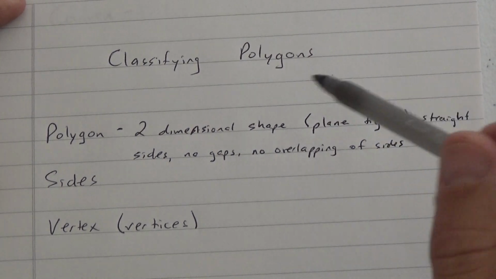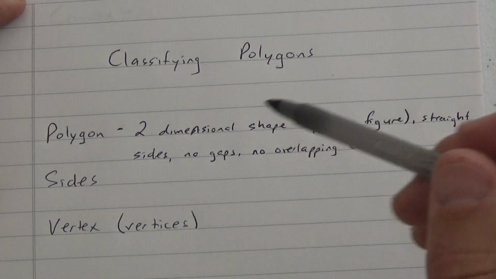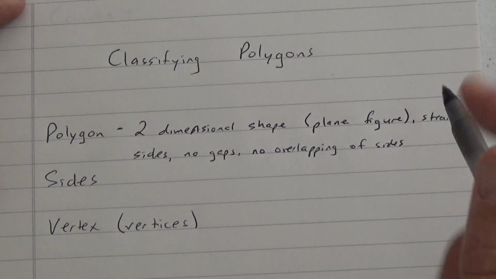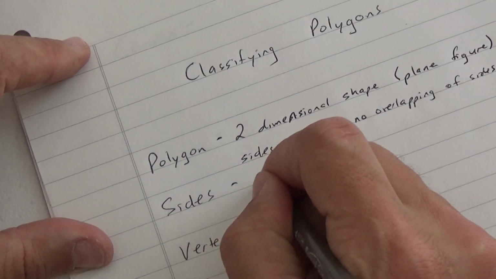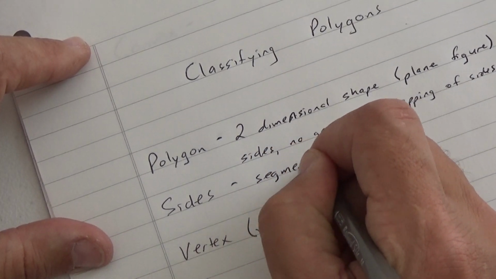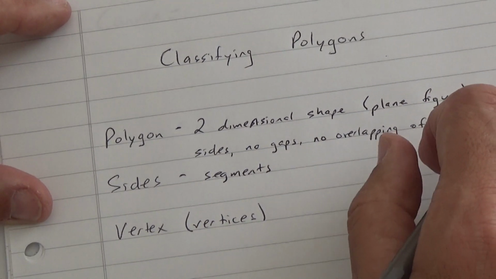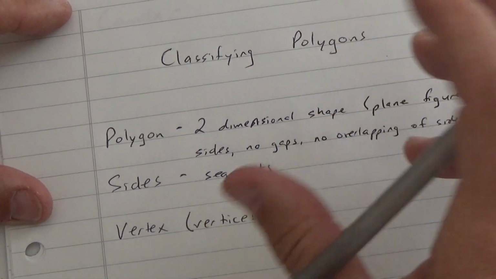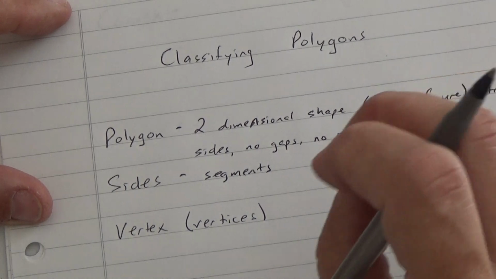Alright, let's see if I've got everything we need. Two-dimensional shape, straight sides, no gaps, no overlapping sides. Yep, pretty good. So sides. I already kind of mentioned this. These are just segments. Okay. They have to intersect all the other segments only at endpoints.